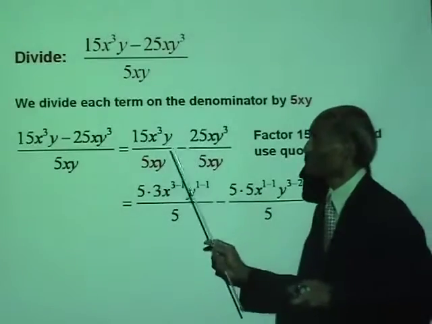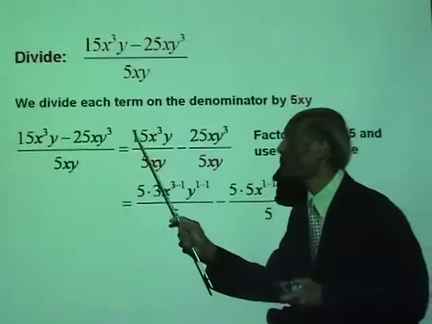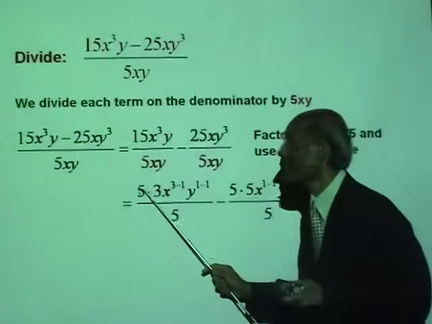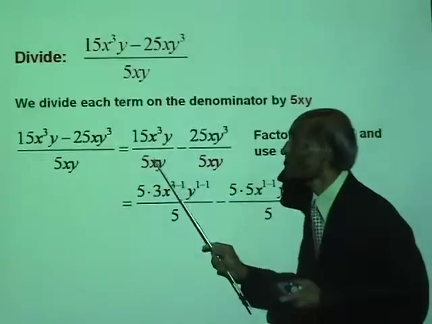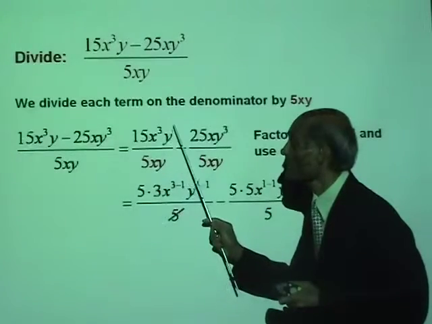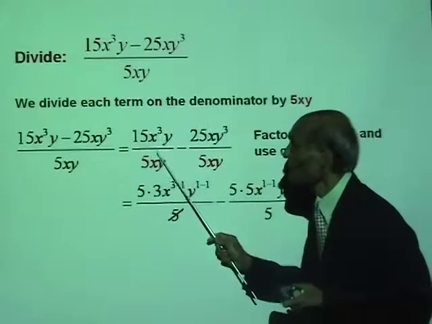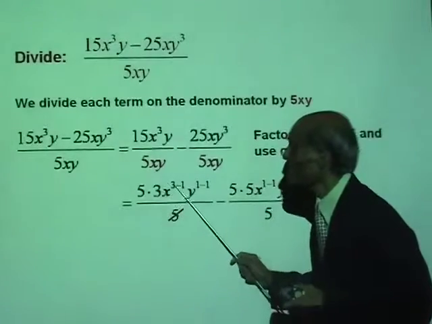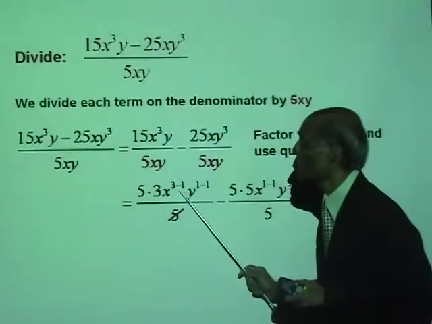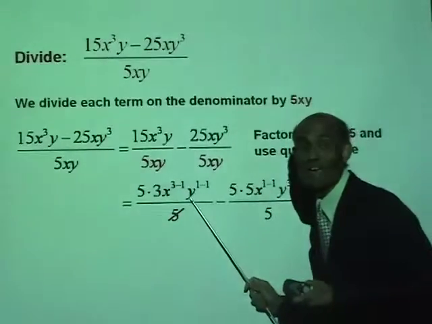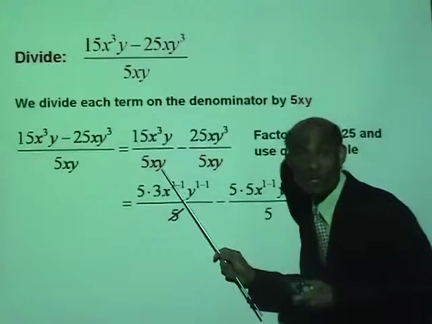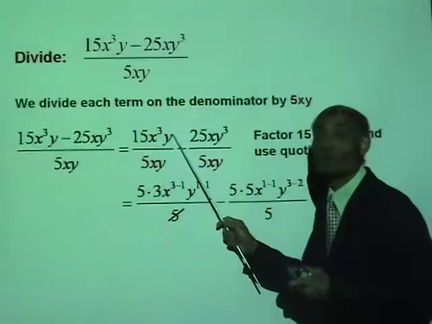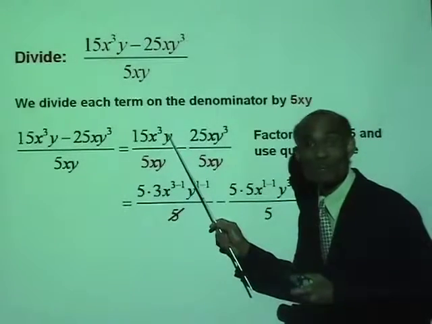Okay. So, one more time, I factored 15 as 5 times 3. x to the power of 3 divided by x. See that? That is factored as x to the power of 3 minus 1. And look at the way I dealt with y and y. I could have simply cancelled it. But I can also use the quotient rule.